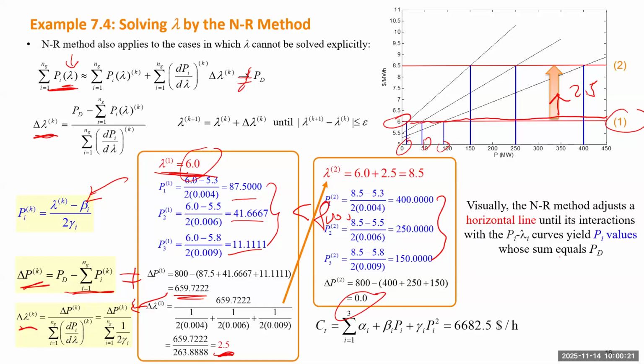So basically, the Newton-Raphson method just adjusts a horizontal line to move up and down until the intersections give you the total demand. I'm not requesting everybody to use the Newton-Raphson method. We just use this method to understand how we can find a solution by a number of iterations. You start from an initial guess, draw the line, and move it up and down until the intersection points together give you 800, which is PD. We'll use the same approach for a more difficult problem next week.